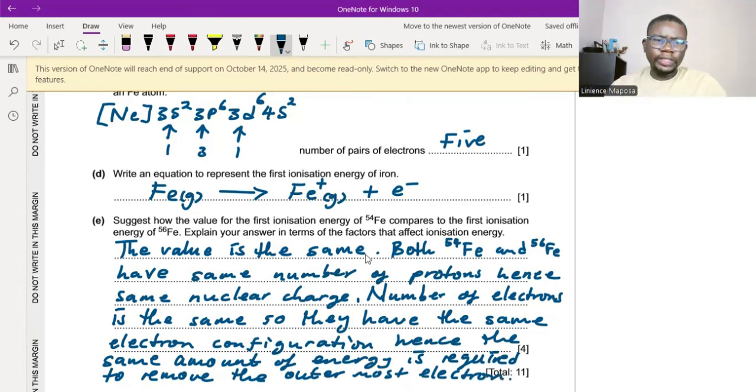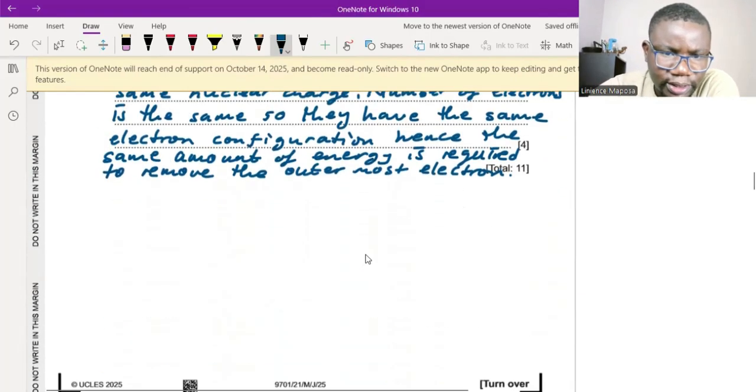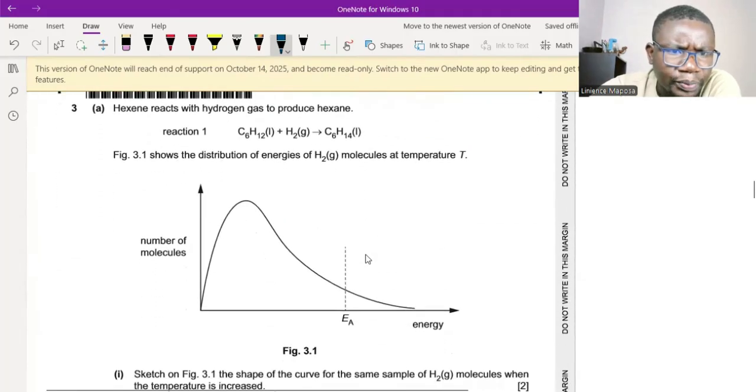You can see the wasted space repeating. When we talk about protons, you're talking about nuclear charge. When you talk about the same number of electrons, you're talking about electron configuration. So if you don't waste space, you can throw in that the attraction of the outer electron to the nucleus will be the same. The strength will be the same.